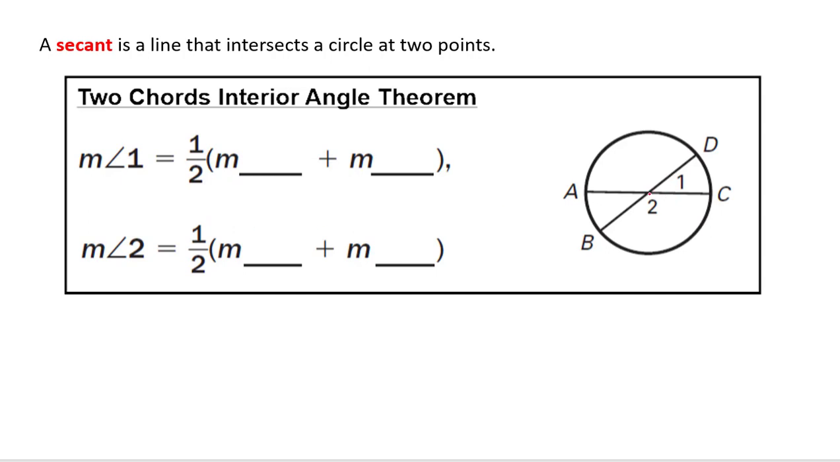The measure of angle 1 is equal to half the measure of DC plus AB of arcs. And keep that in mind. Angle 1 kind of intercepts arc DC, and then the vertical angle of that is AB. Versus angle 2 is 1/2 the measure of BC, the arc that it intercepts, plus the measure of arc AD.